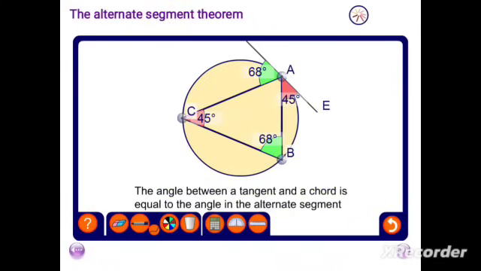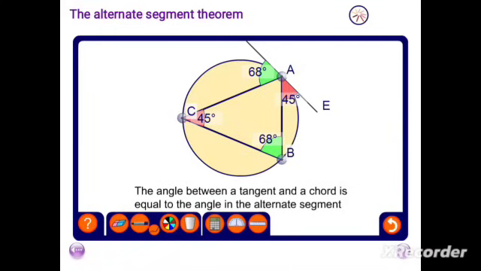Now let's move to the alternate segment theorem as our very last part of this lesson. The alternate segment theorem. Here we have a diagram of a circle and a triangle inside it. As you can see, we have a tangent at point A, and also three chords, that is AC, AB, and BC.